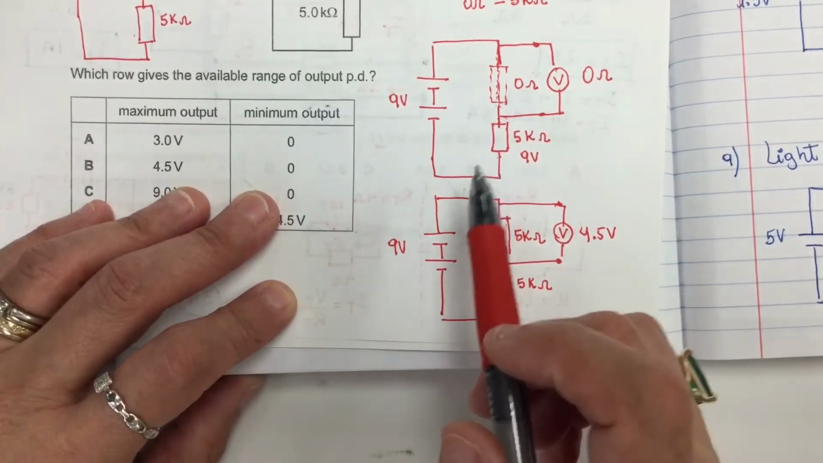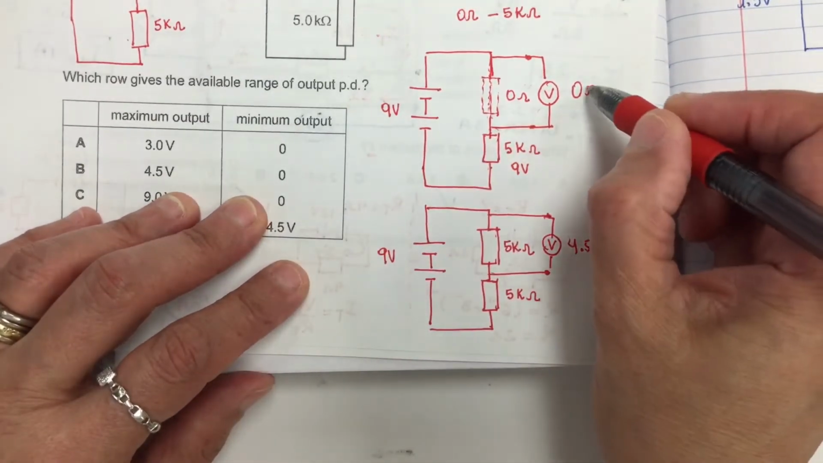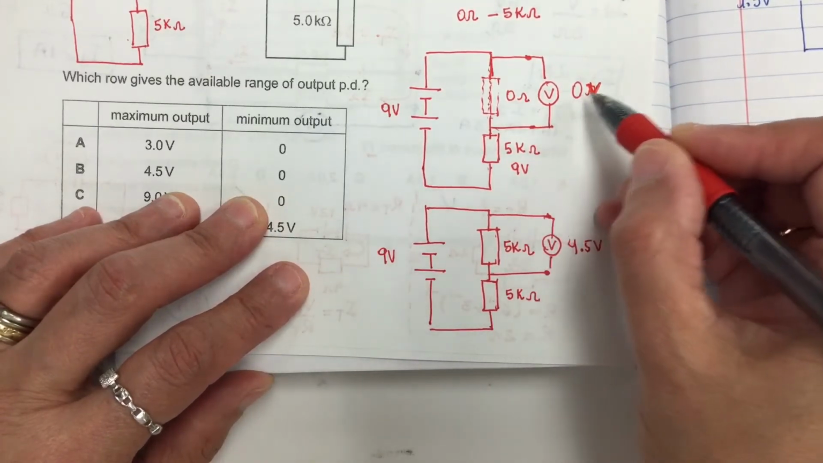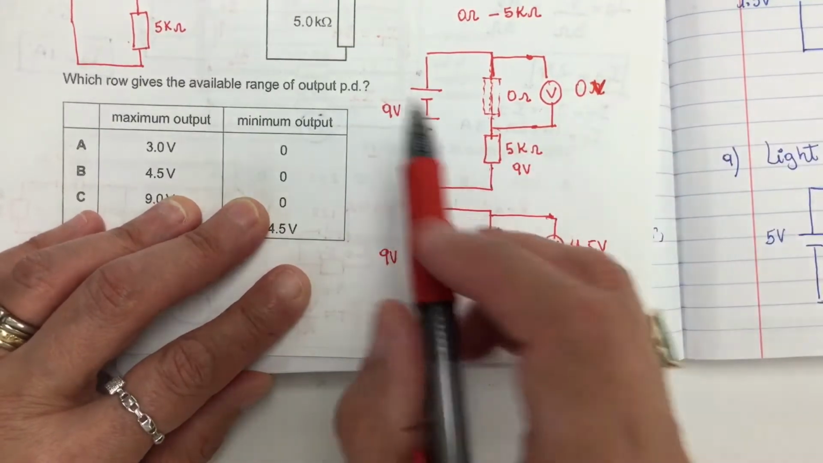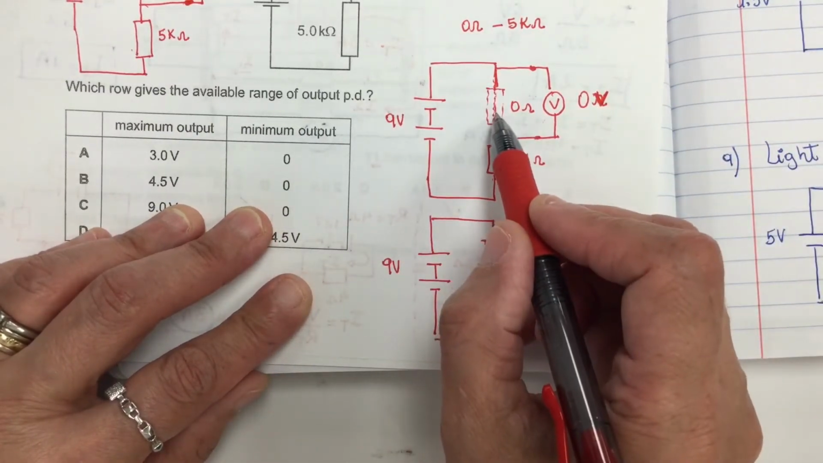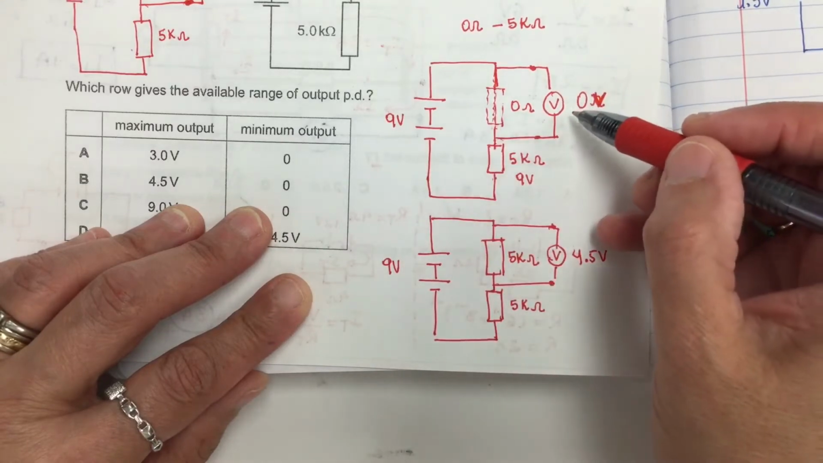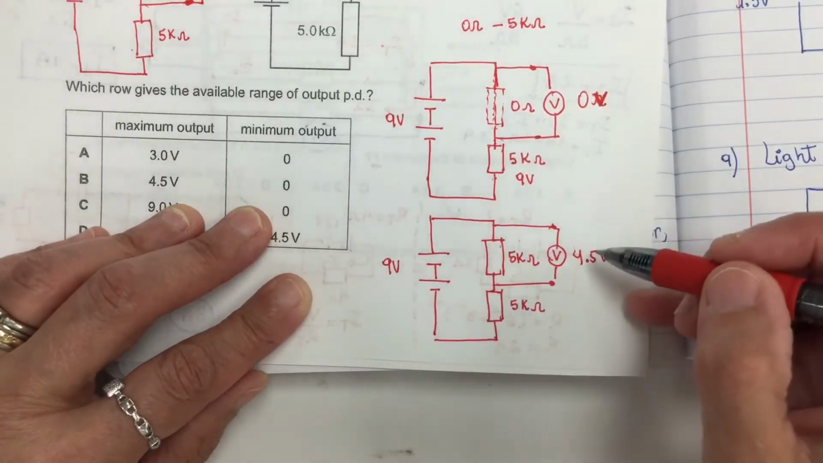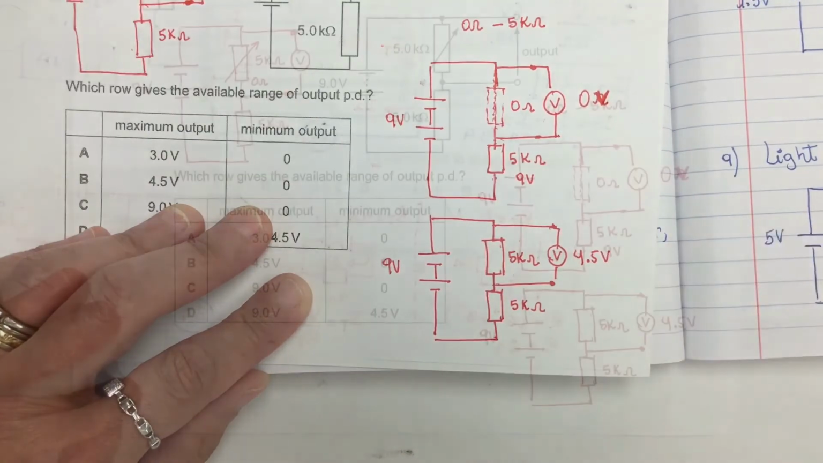I want to make a correction that I just noticed. This is 0 volts, not 0 ohms, 0 volts. So for 0 ohms for this resistor, I'm going to read here 0. For 5, I'm going to read 4.5 volts.